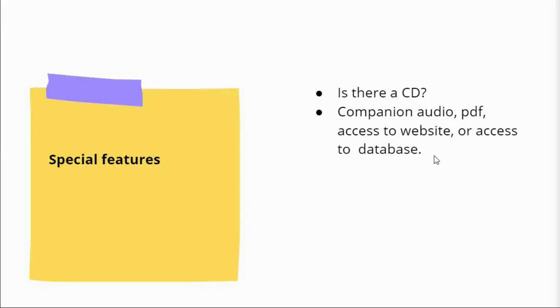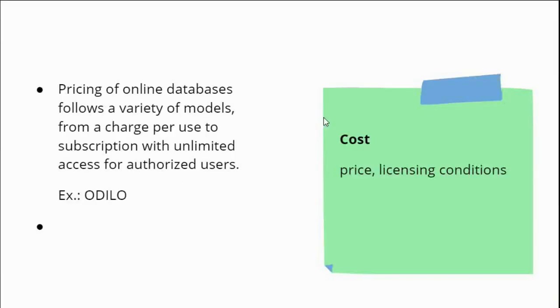Most web resources use hyperlinks, so there are links that you just click and it will send you to a web resource or an online resource. And lastly, we have the cost. So cost is the price and the licensing conditions. Okay, so pricing of online databases follow a variety of models, from a charge per use to subscription with unlimited access for authorized users. Okay, so we'll focus more on the databases or the online resources.